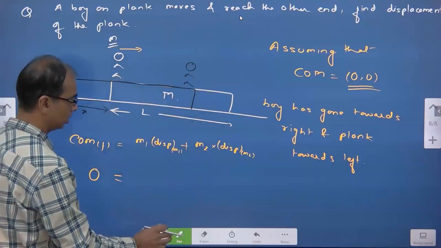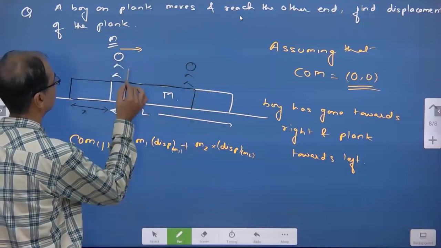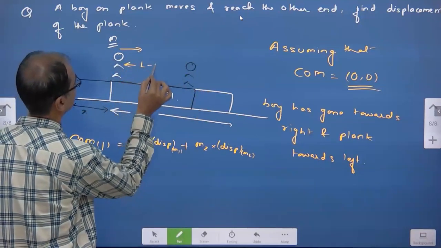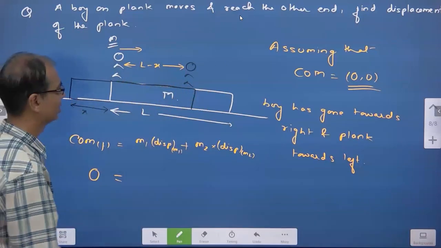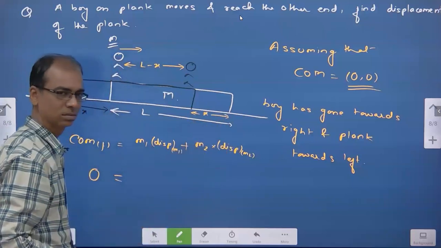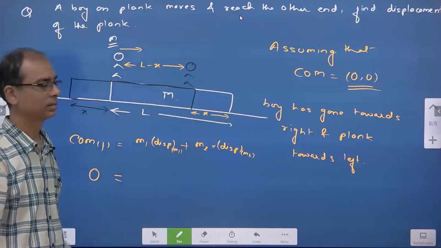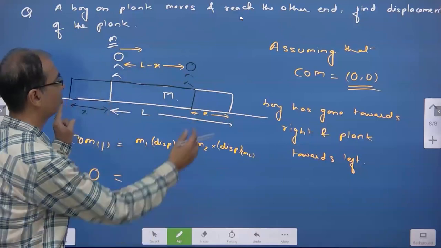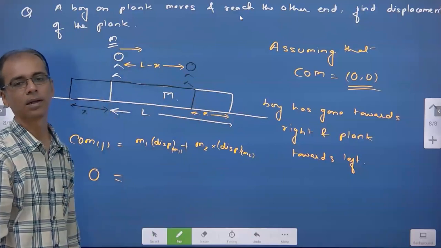Who will tell me? L minus X. Perfect. L minus X. Why? Because this is X? No. This is X. Are you able to understand? This has moved this side. So obviously this end also will move, no? Yes or no?